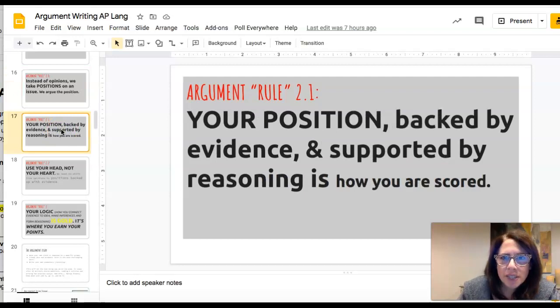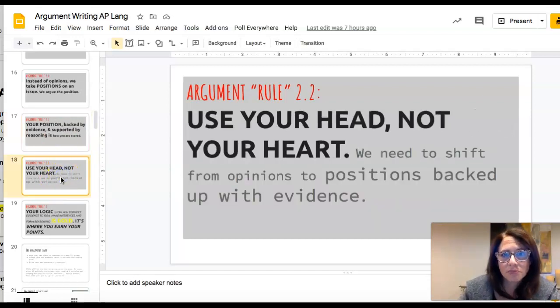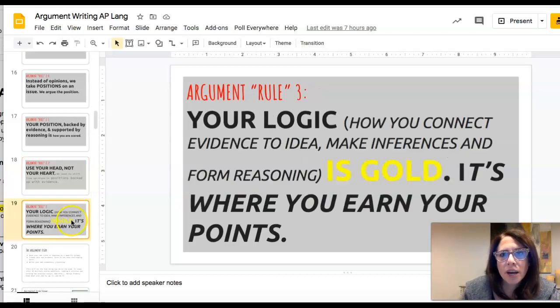Your position, just like a claim, is backed by evidence and supported by reasoning, and that's how you're scored. And of course, going along with not your opinion, we will use our head. We will not use our hearts. So we need to, again, shift from opinions to positions backed with evidence. And I will return to that throughout.